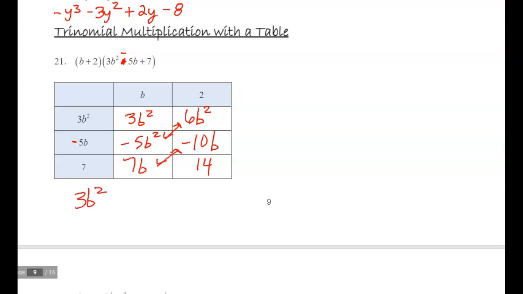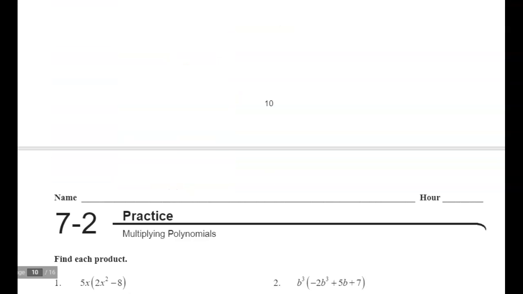So I have my 3b squared. 6 and negative 5 combine to get 1. So you just have b squared there. And then my negative 10 and 7 combine to get negative 3b. And then I add my 14 to end.